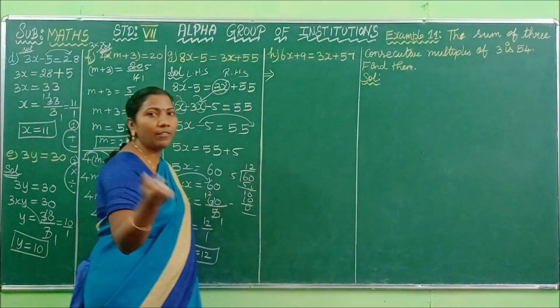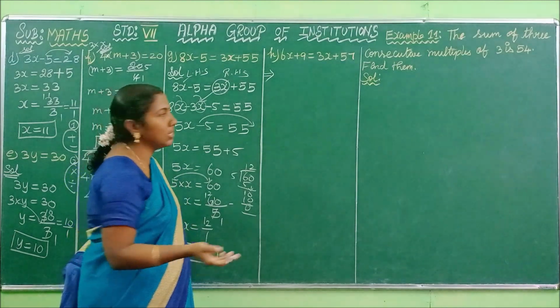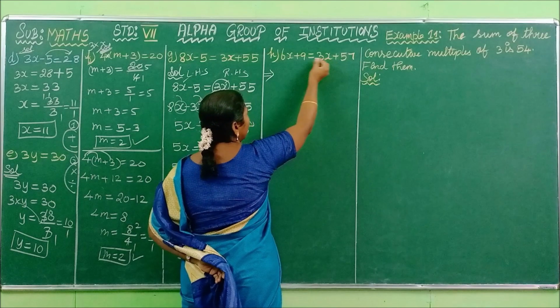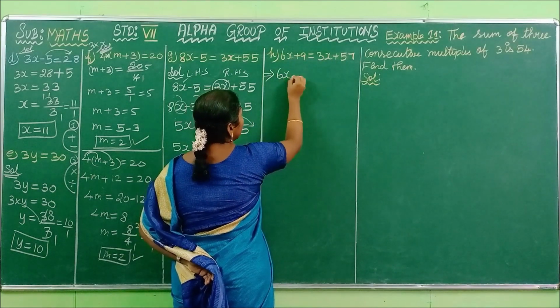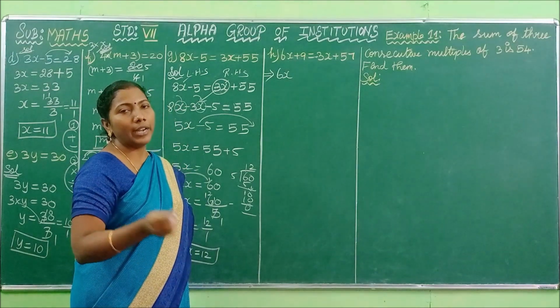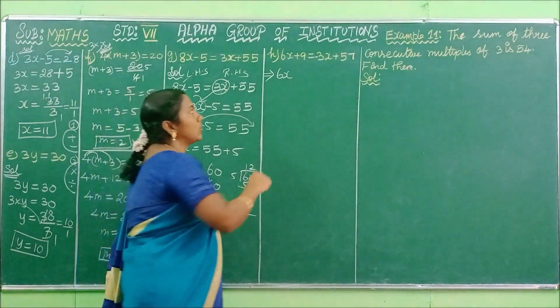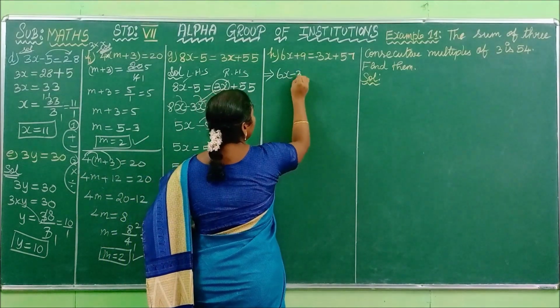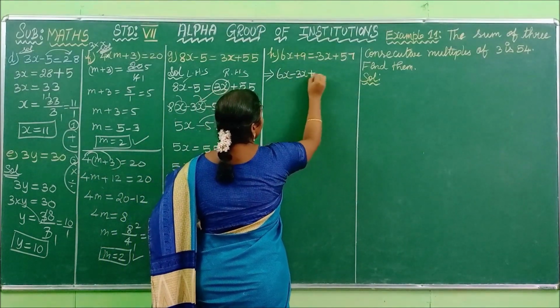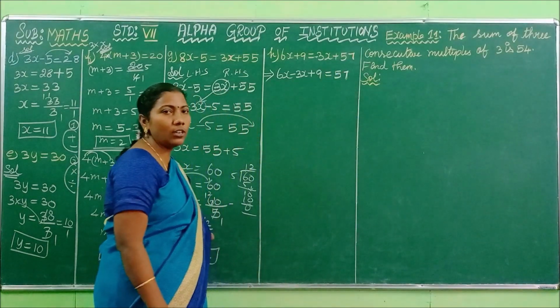You have to collect the variables in the LHS and the numerical values in the RHS. So, first step, I am bringing this 3x to this side. So, 6x. What is the symbol of 3x here? Plus. While you are transposing a term from one side to another side, the symbol should be reversed. So, 3x became minus 3x, plus 9 equal to 57. Do you understand, children? Okay.